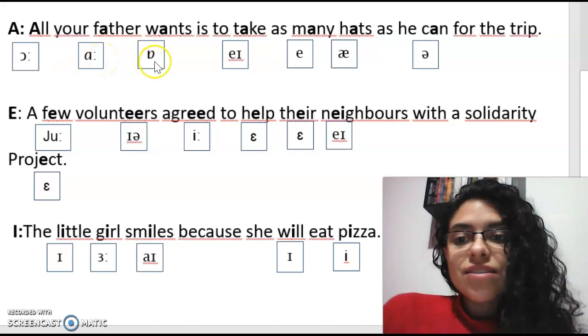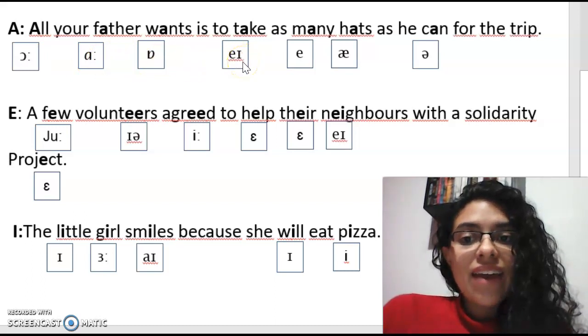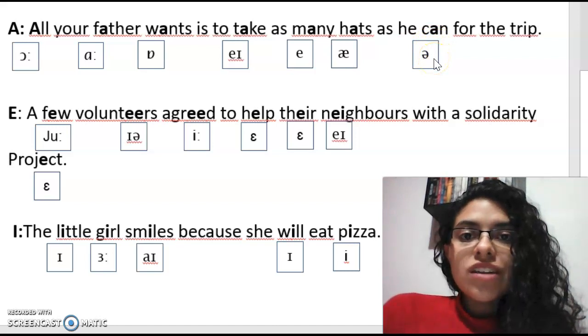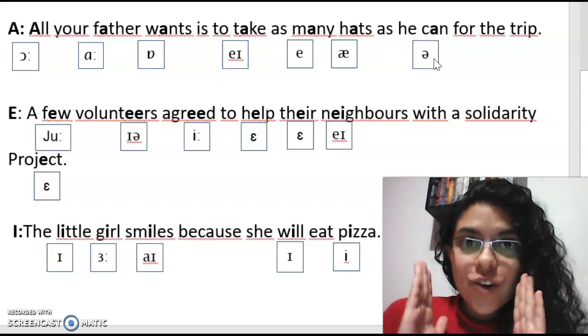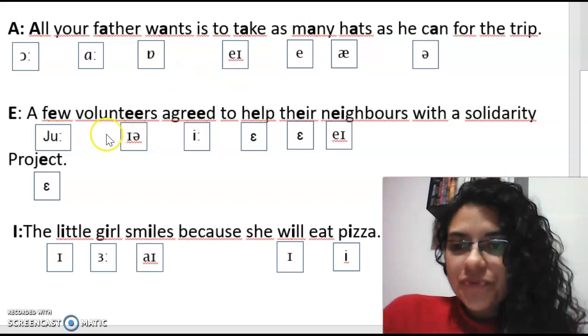A, E, A. So you see that some vowels are short and some of them are longer, right?